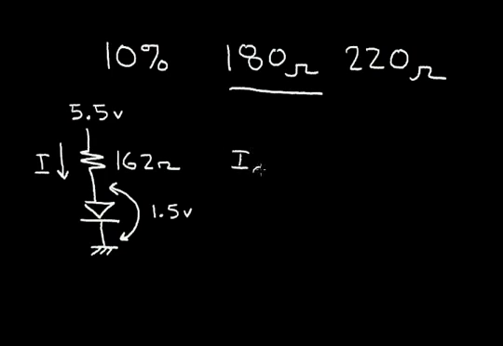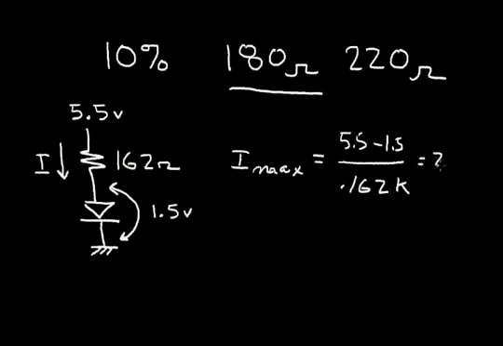So I max is equal to the voltage across the resistor, 5.5 minus 1.5, divided by 0.162 k ohms, and that is equal to 24.5 milliamps. So I am under the maximum current, but I'm a little close.